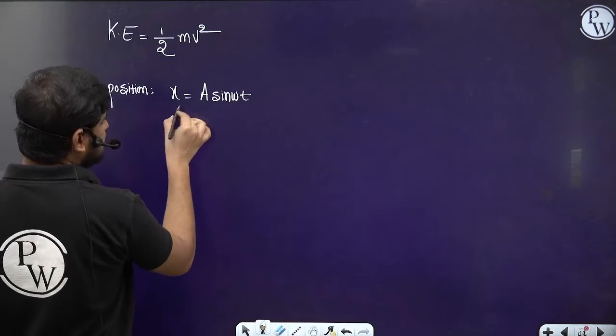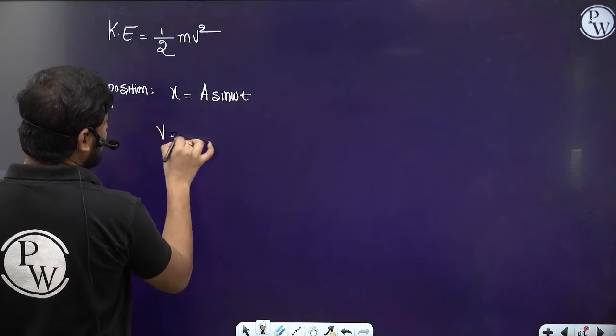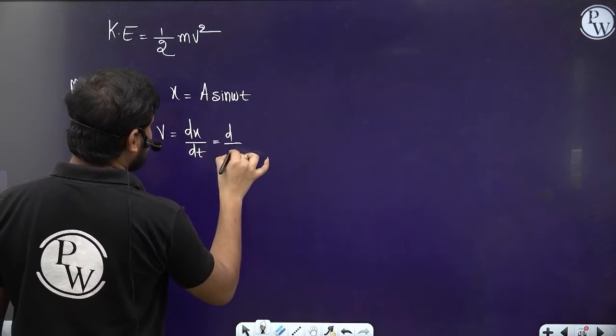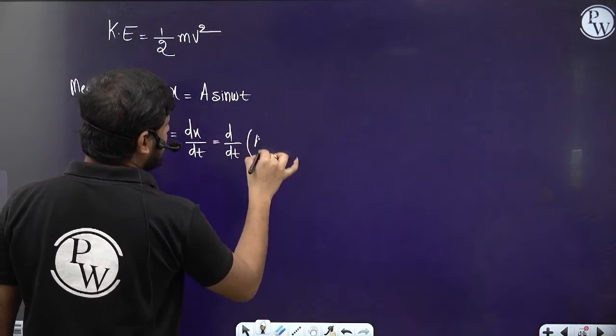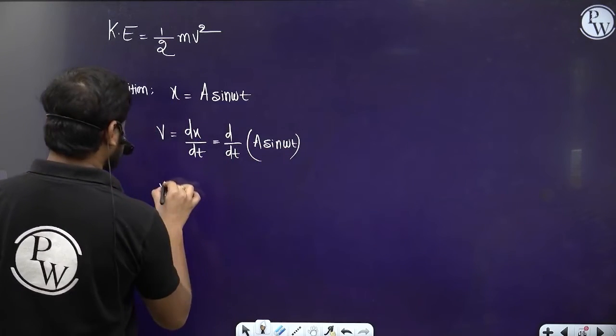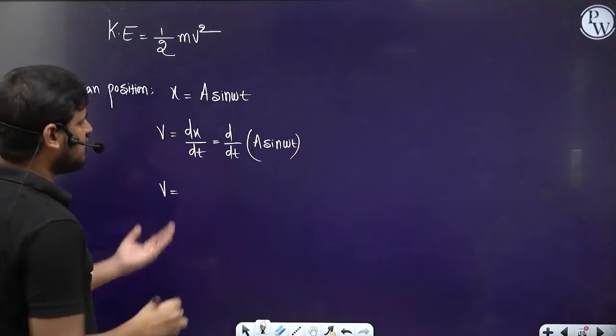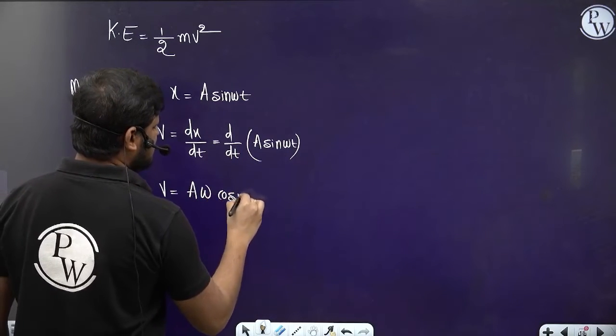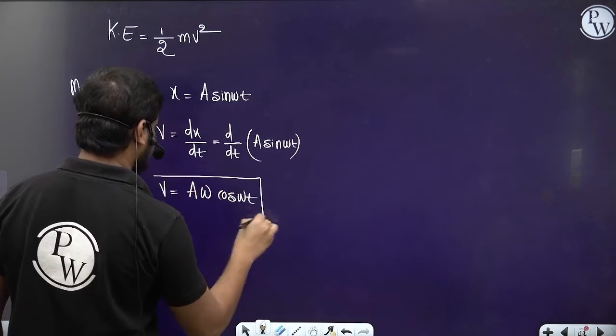So X is equal to this one. Then I can write the velocity, dx by dt, which is nothing but d by dt of A sin omega t. So v is equal to A omega cos omega t. You already know this. I am not going into detail on this one.